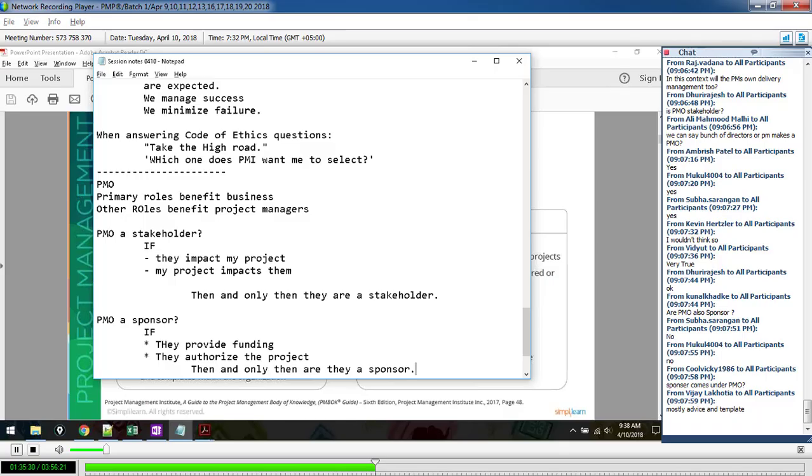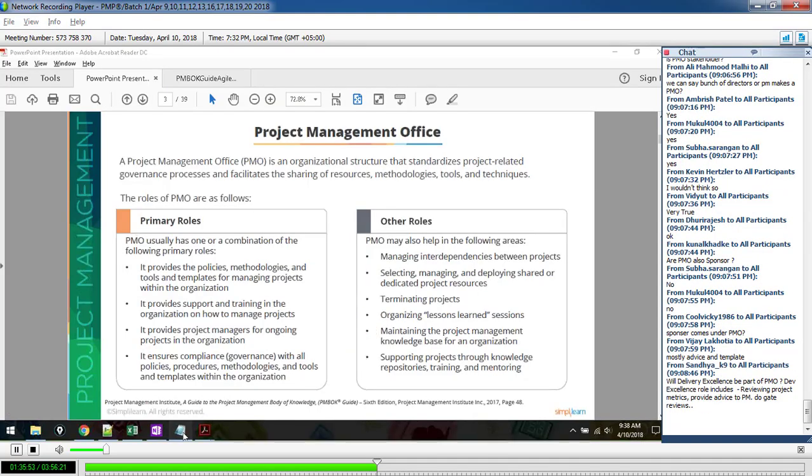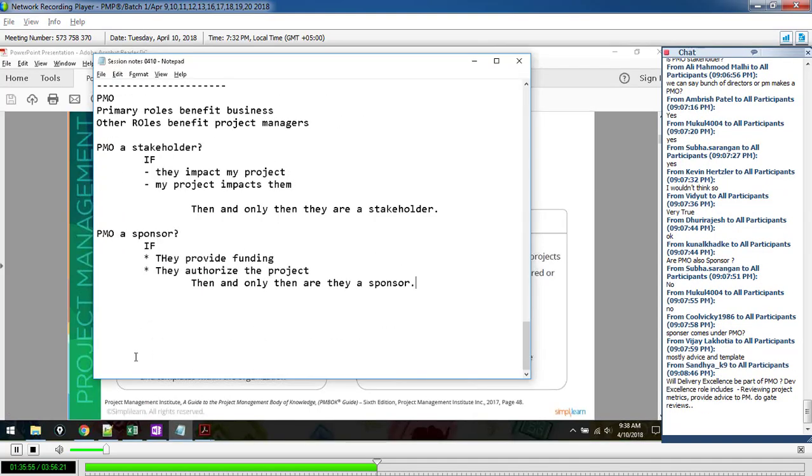Now, let me finish, okay? Let me finish. Other roles. Managing interdependencies, selecting, managing a deployed or shared or dedicated resource, terminating projects, organizing lessons learned, maintaining knowledge, supporting projects through knowledge repositories. Now, let me give you an example, okay?